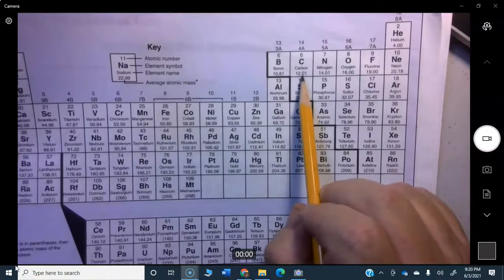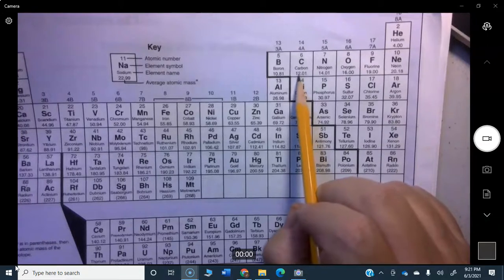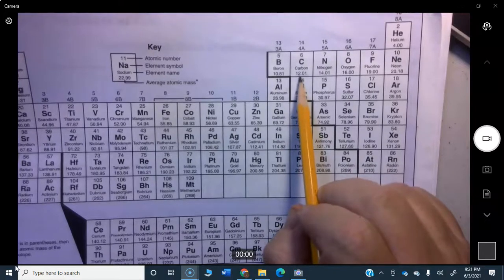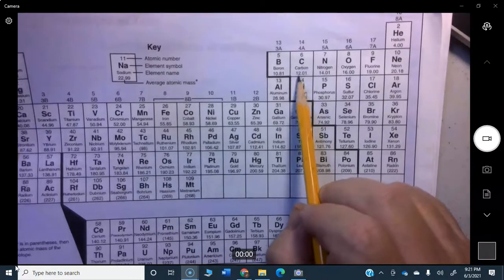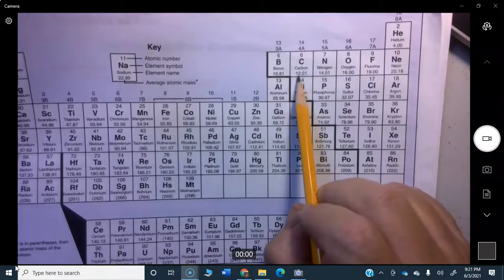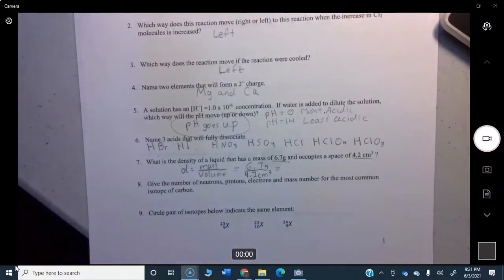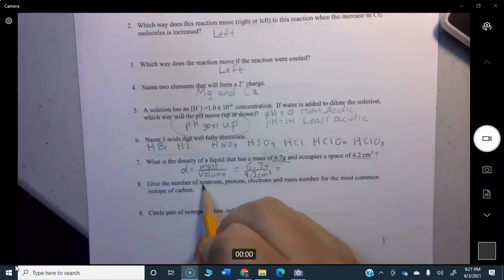Since that number is closest to 12, then that's the most common isotope of carbon, has a mass number of 12. There's a few that have a mass number of 13, even fewer have a mass number of 14, so you average all that out and you get a 12.01. But the most common isotope, well over 90% of carbons are 12, carbon 12. Okay, so it's asking you for protons, that's 6.